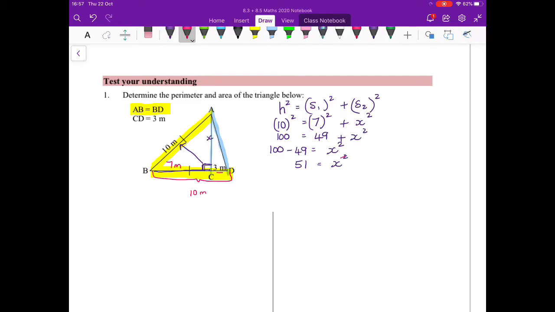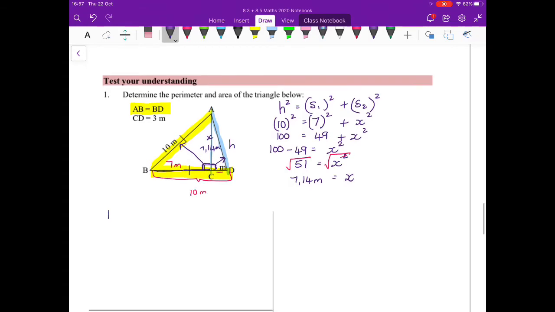Remember, to get rid of the square, you have to square root. If I do it to the right, I must do it to the left. So 51 square rooted will give you 7.14, and these are meters, equals x. So this here is going to be 7.14 meters. That's only halfway to getting the length of AD. So I'm also going to do Pythag. I could write it. So remember, there's a 90 degree here, which makes that the hypotenuse as well.